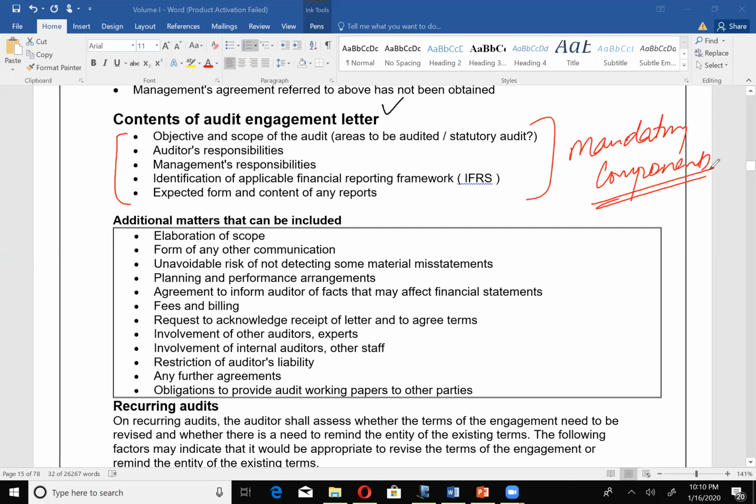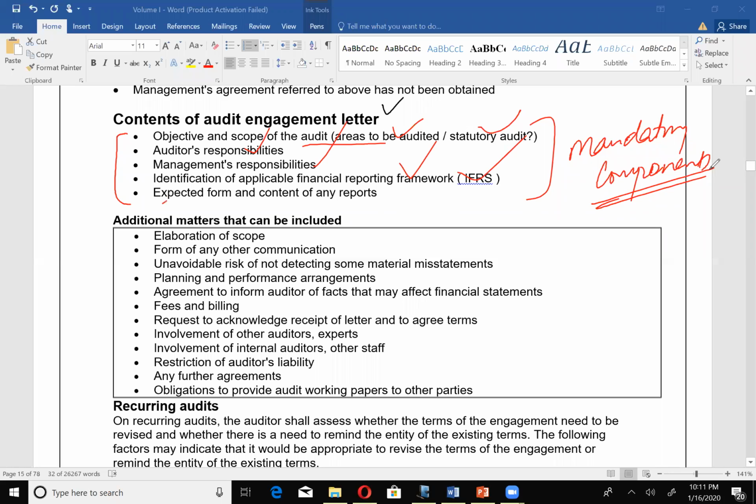Now, next is the objective and scope of the audit. Whether it is a statutory audit, the objective, and what the areas are: statement of comprehensive income, statement of financial position, cash flow, equity, and so on. Or sometimes they say, okay, you have to audit controls as well. Whatever is decided between the auditor and the management, the scope is the area to be covered by the audit. Then what is the auditor's responsibility, what is the management's responsibility, and what is the relevant financial reporting framework? Since in Pakistan and in Mauritius IFRS is used, that will be mentioned there.